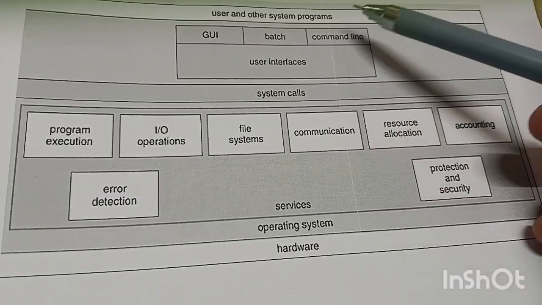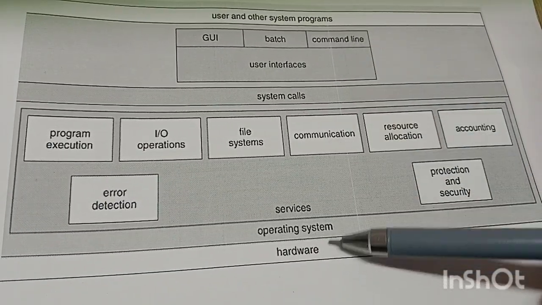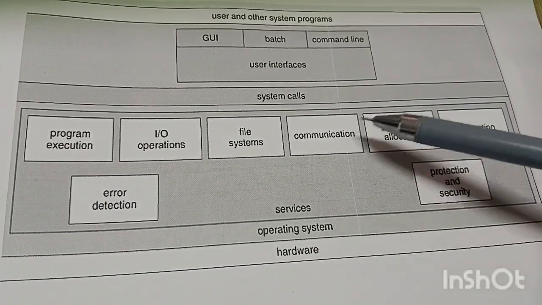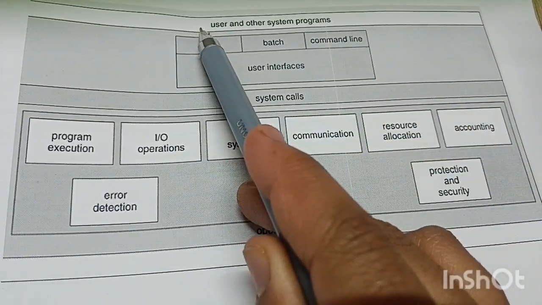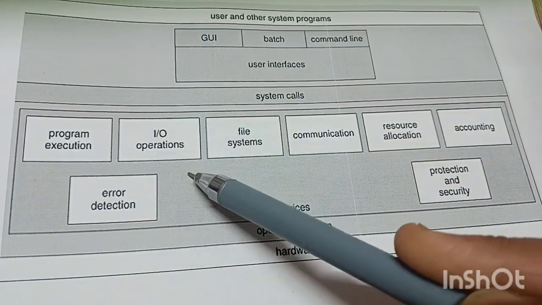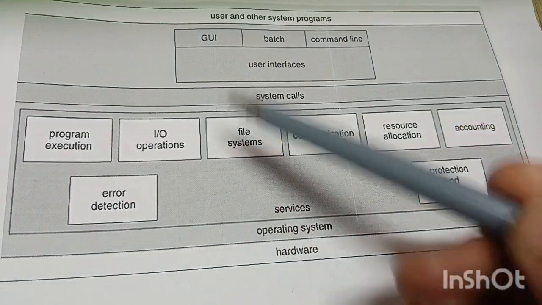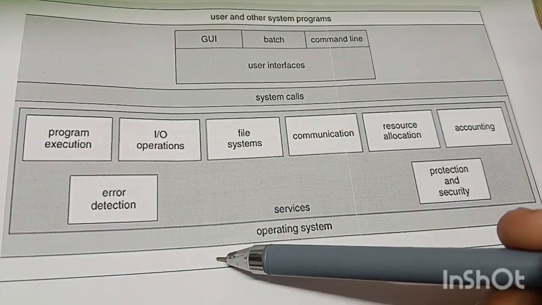We all know that we have a user, we have an operating system and the hardware. So one thing we have to remember here is that when the user is there, it is interacting with the operating system so that it can have access to the hardware.